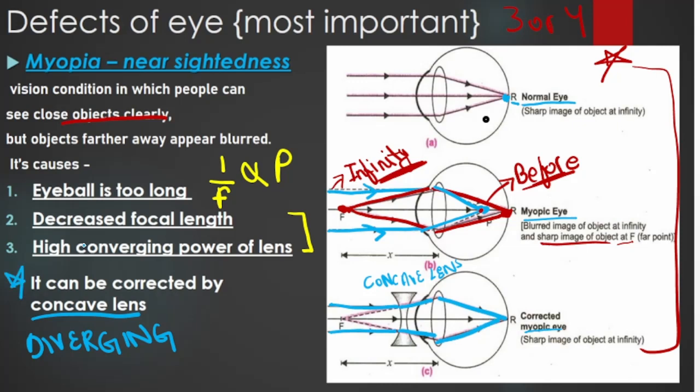In the examination you can get the question like how the defect myopia nearsightedness can be corrected. So you will have to answer that yes, this defect of eye myopia can be corrected by the use of concave lens, and then आप ये वाली image draw करोगे. Okay, I hope myopia is clear. I tried my level best to make you understand.